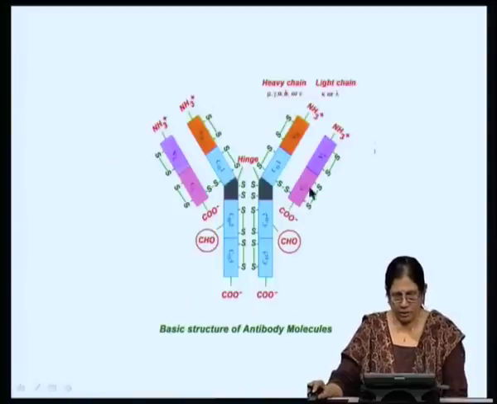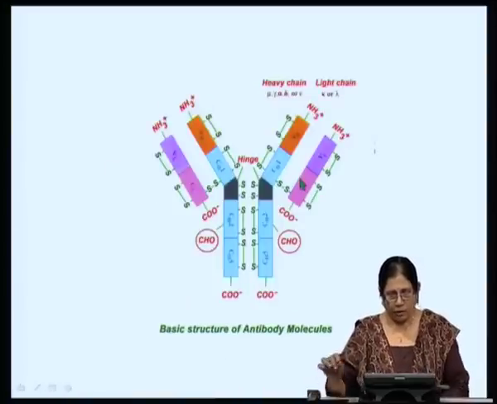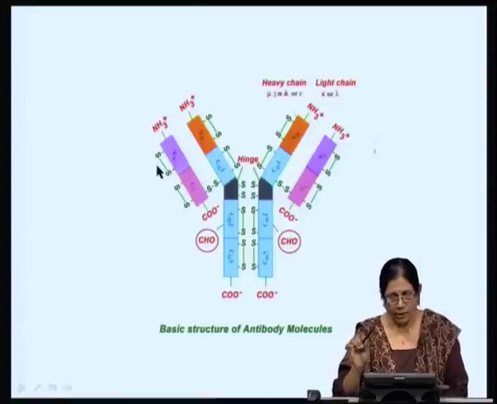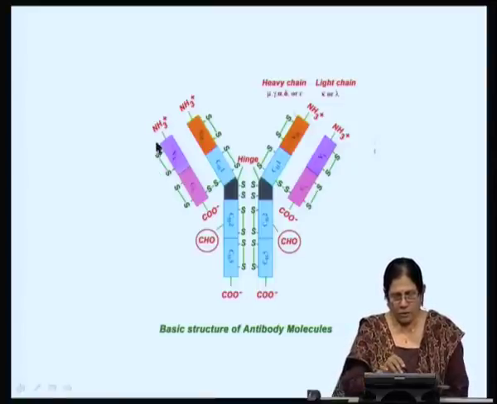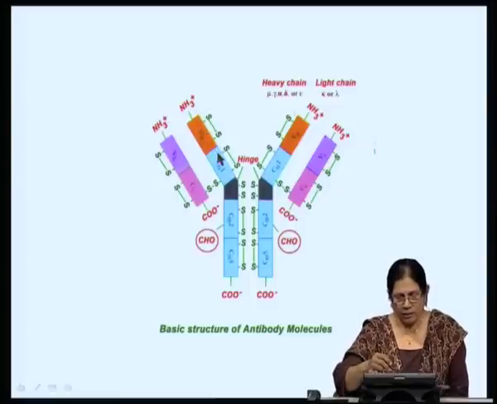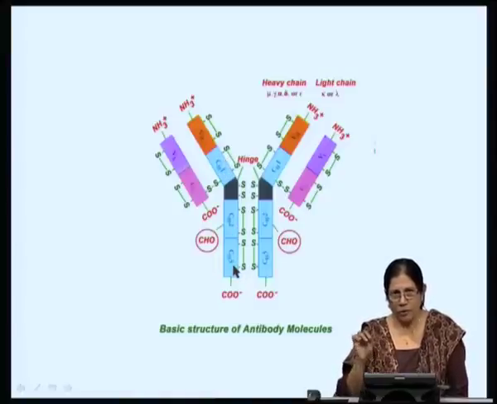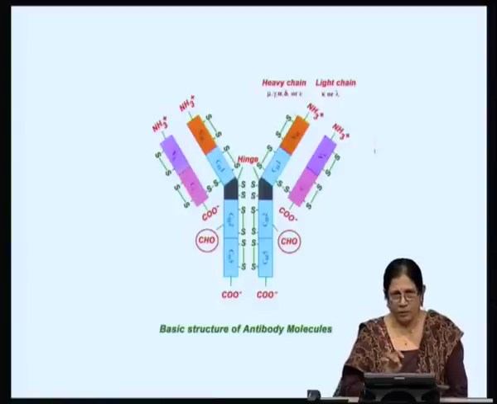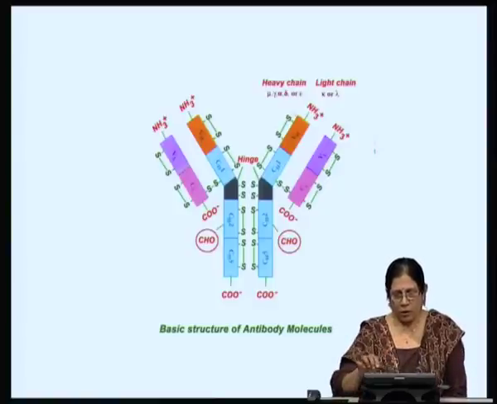I should have mentioned something about the constant domains here, which I forgot, so let me go back to the basic structure again. The variable domains and the constant domains are almost similar with respect to the number of amino acids. The heavy chain, after the variable domain, has 3 constant domains in 3 out of the 5 classes of immunoglobulin that we just talked about. The constant domain of the light chain is only 1.